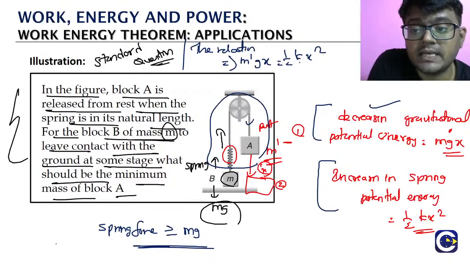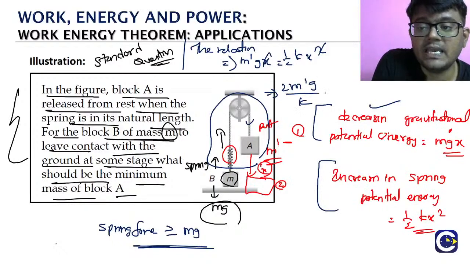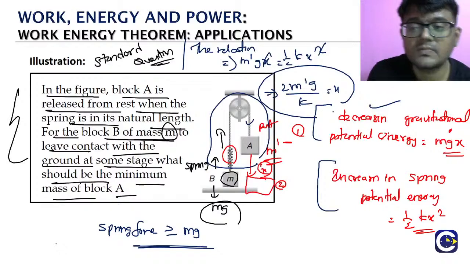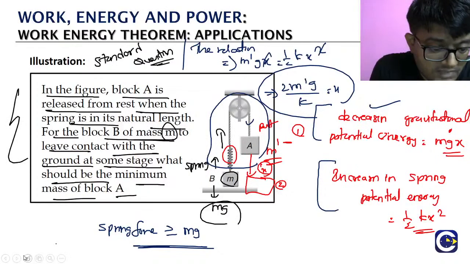If we do that, what do we get? The x value. If we cancel one x, what is the x value? It is 2 m dash g by k. That is the value of x. What is the x value from here? 2 m dash g by k. Okay?